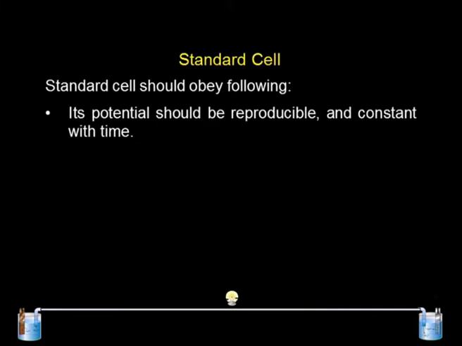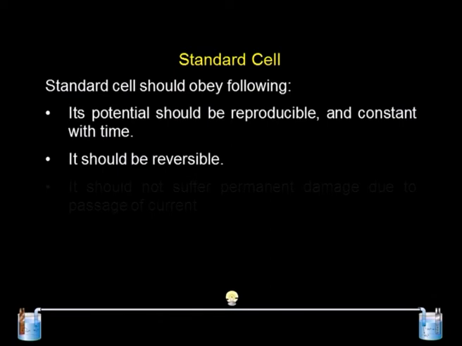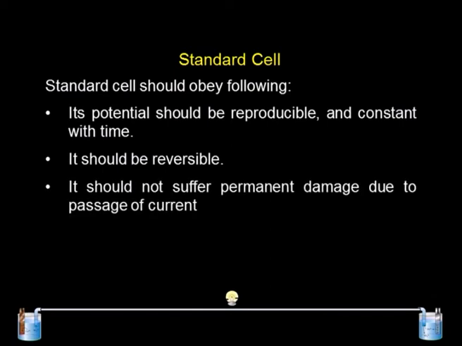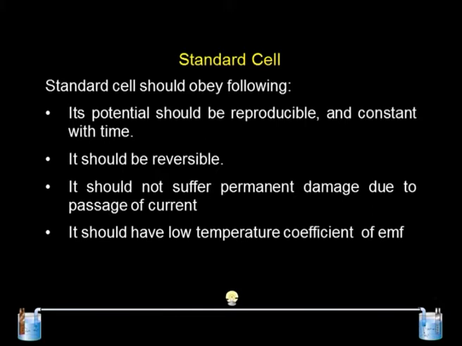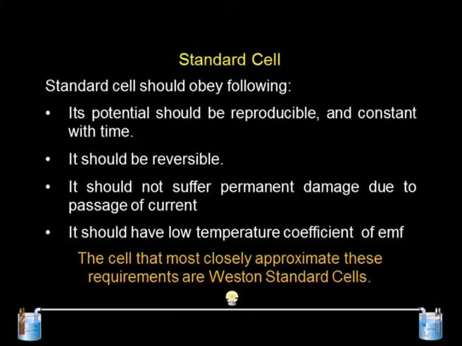A standard cell which we require for determining EMF should obey the following. Its potential should be reproducible and constant with time. Second, it should be reversible. Third, it should not suffer permanent damage due to passage of current, and it should have a low temperature coefficient of EMF. The cell that most closely approximates these requirements is the Weston standard cell.